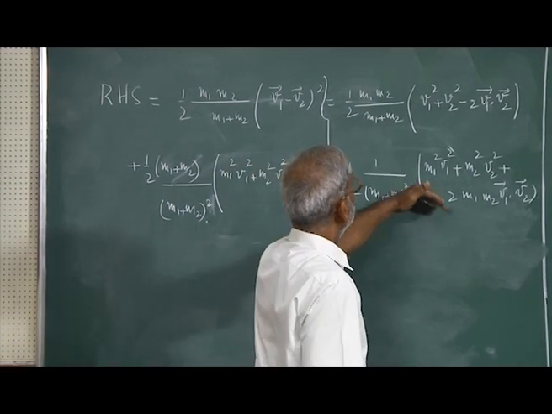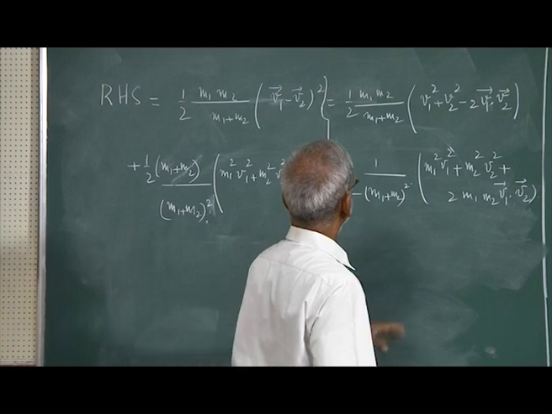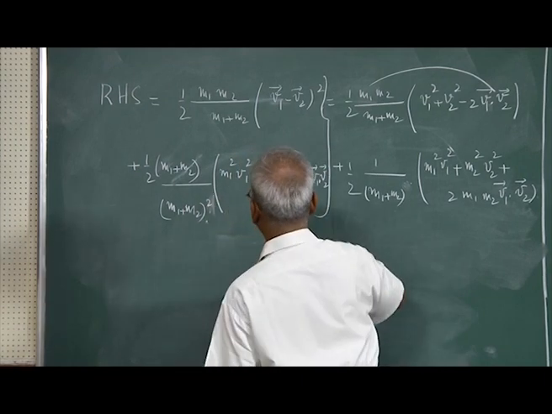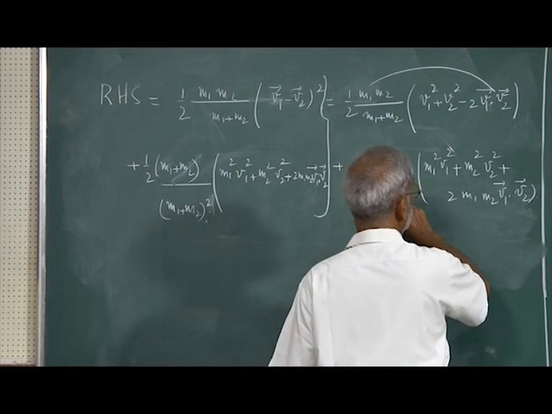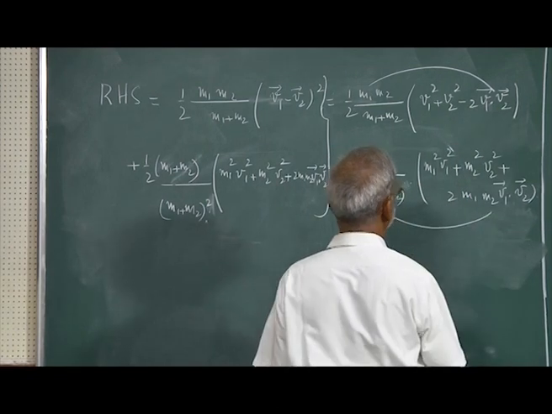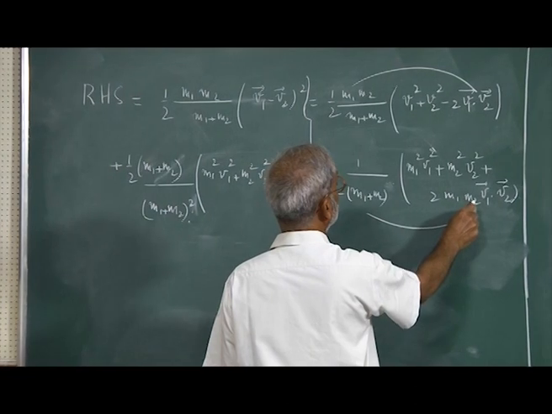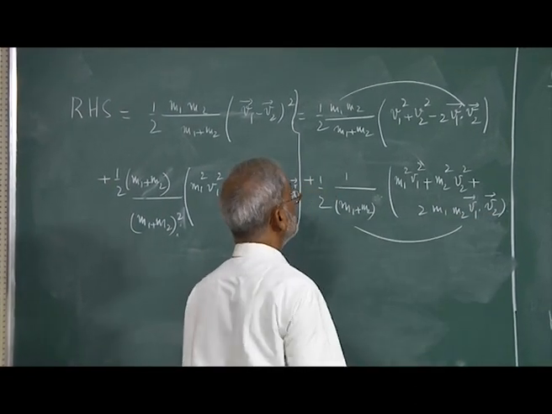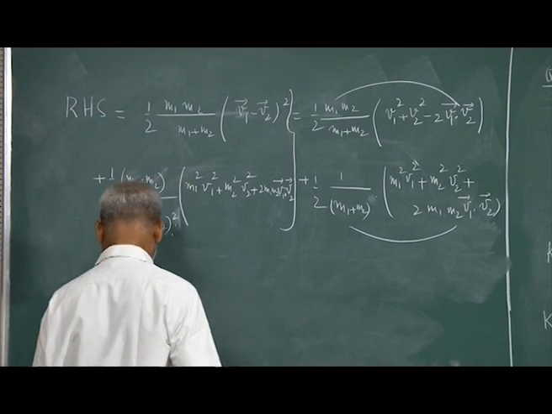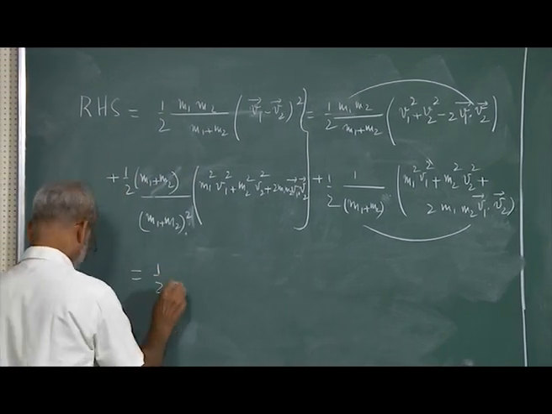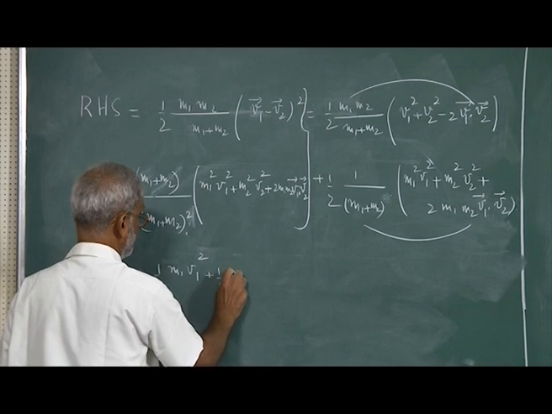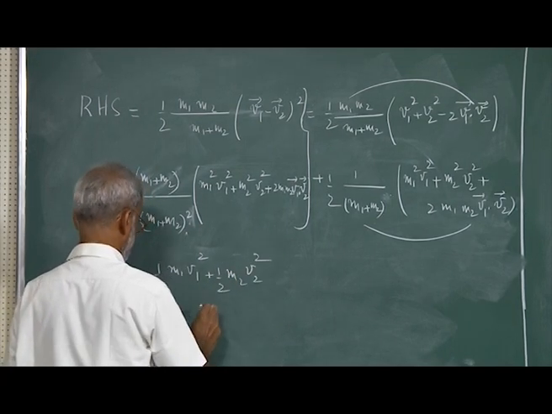Now, I can add these things, take term by term. Let us look at this term. I will have half m1 m2 by m1 plus m2 then v1 dot v2. Here I have again the same m1 m2 times v1 dot v2 by m1 plus m2. Therefore, this term and this term will cancel. So, remaining I need to add these two terms. I will have here half of m1 v1 squared plus half of m2 v2 squared.